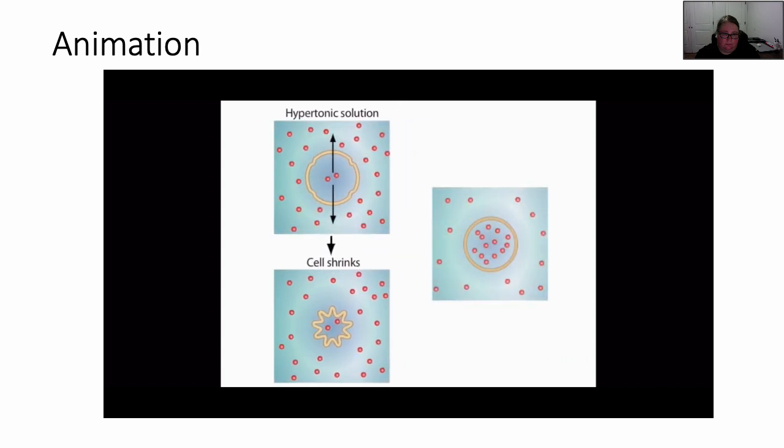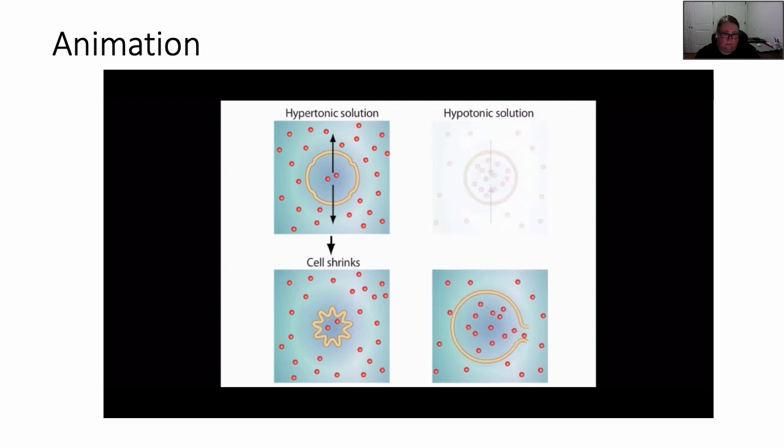A lower solute concentration outside the cell is called hypoosmotic or hypotonic. When the solution outside is hypotonic, osmosis causes a net uptake of water. The cell swells with water and the cell components are diluted. If enough water enters, the cell lyses. The cell membrane ruptures and disperses cell contents.